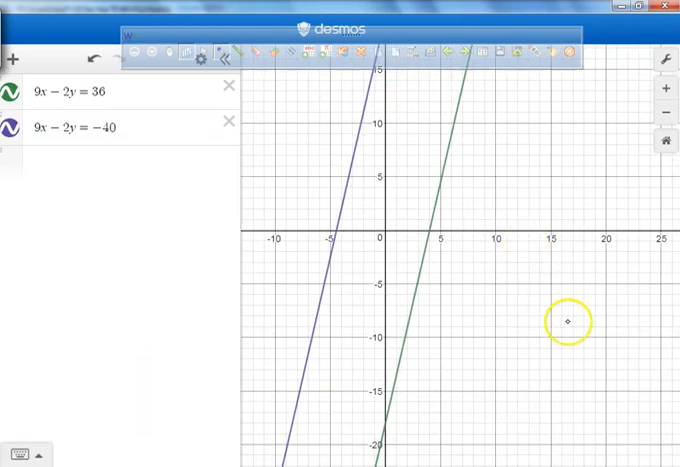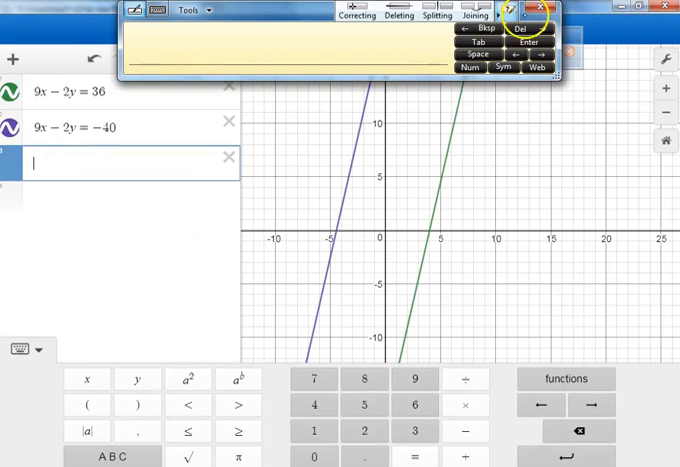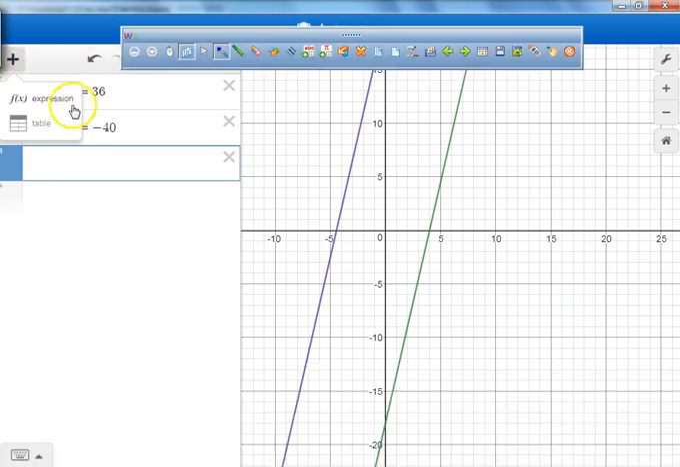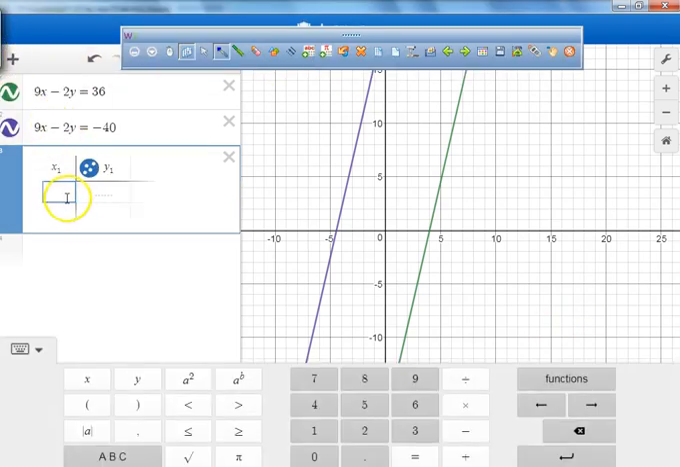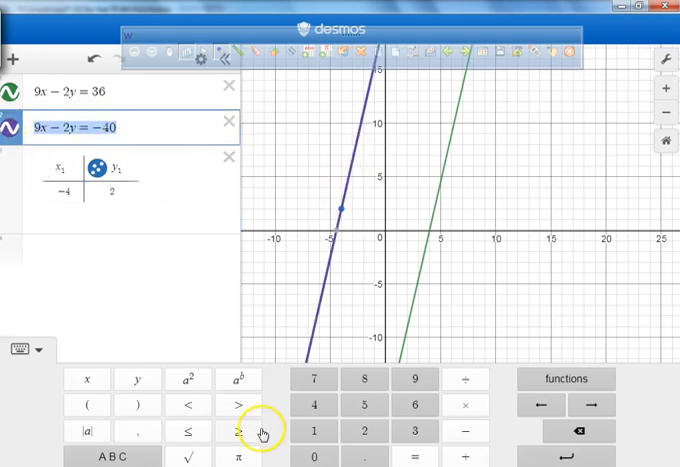Now, how do we search to see if it's the right answer? What point should be on it? If I type in a point right here. Oh, not that one. Plus, if I make a table, what point was supposed to be on it? -4, right? -4 and a what? 2. Which graph did it plot a -4 and a 2? The blue one, or the purple line, but there's a blue dot.